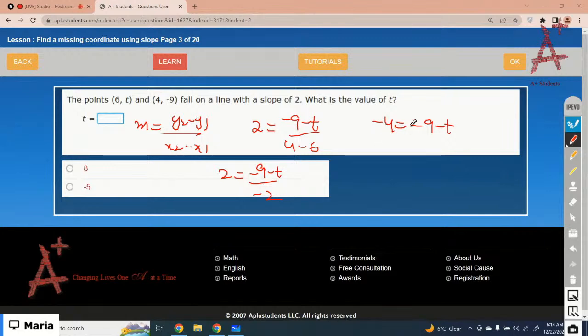Got it? Move the negative 9 to the other side. It would be negative 4 plus 9 equals negative t. So 9 minus 4 is 5 equals negative t, and t equals negative 5. Got it? So t equals negative 5. Got it? Just select the correct option, then click on the OK button.